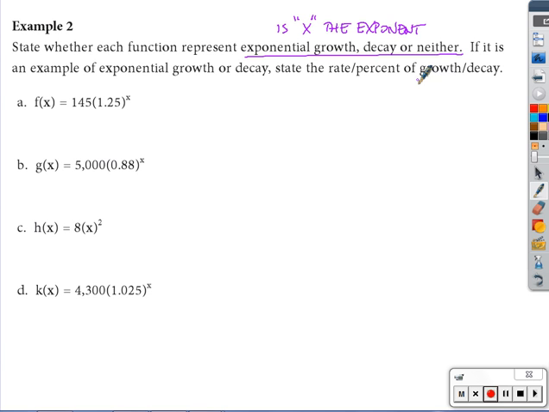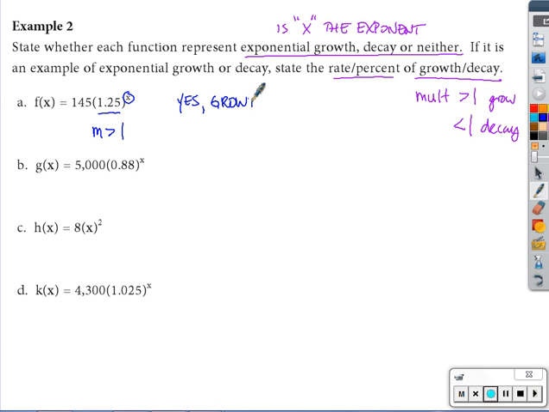All right, now, what the rate or percent of growth or decay is, we're looking at the multiplier. If it's greater than 1, it's growth. If it's less than 1, it's decay. So when I look at this first example here, x is the exponent. So yes, exponential. The multiplier is greater than 1, growth. How much bigger than 1 is it? It's 0.25 bigger, which is 25%.